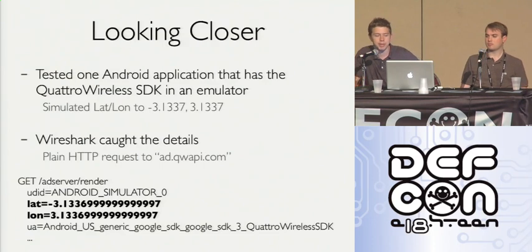So one SDK in particular, Quattro Wireless. In the Android emulator, you can simulate the lat/long. So of course, 3.1337 is where we are. I think it's somewhere in the middle of the ocean. And we Wiresharked it, and look what we found. We found an ad request to the Quattro Wireless ad server, and we have a poorly rounded version of our latitude and longitude sent over to the server. Oh yeah, and it's plain text HTTP. Even better. Yay.